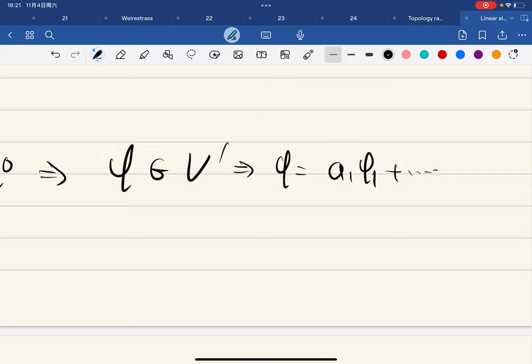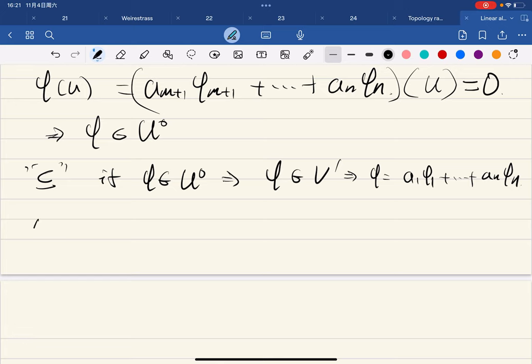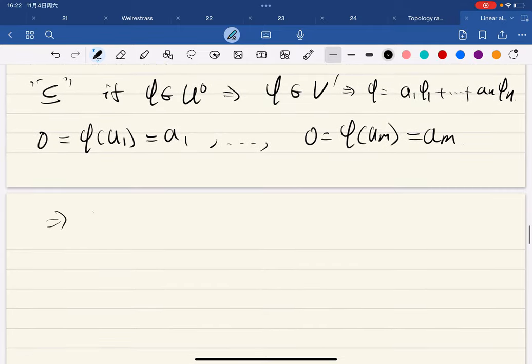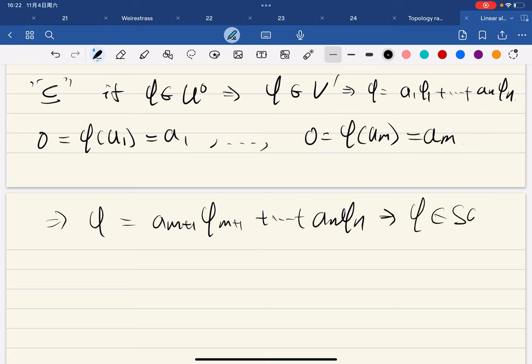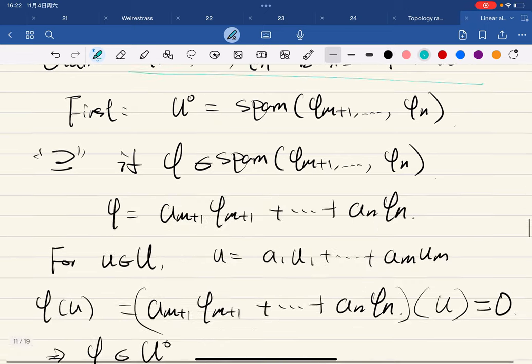If it's in V, then we express it as a1 phi 1 through an phi n, right? Then we know that it's an annihilator, so phi of u1 is 0, and we know that a1 is 0. We repeat this process, and we're going to see that phi of um is 0. So we know that phi is equal to an plus 1, so phi is in the span. We have shown this is true.